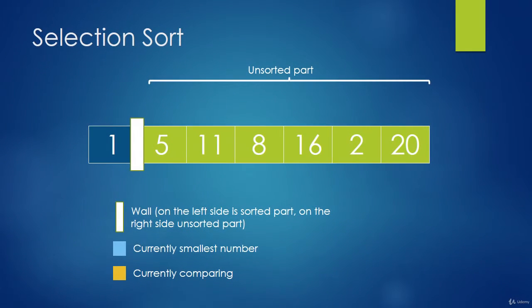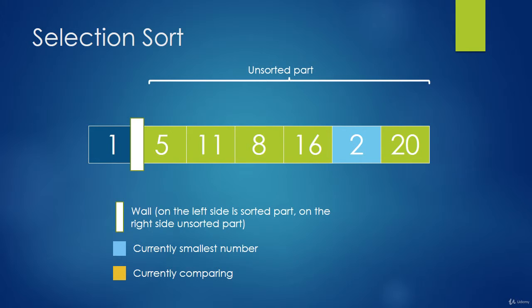So once again we are trying to find the smallest number in the unsorted part. We take 5 and mark it as the smallest and compare it to 11. 5 is smaller, so we move on to 8. Once again, 5 is smaller, so we move on to 16. Now we compare 5 and 2. 2 is smaller, so we mark 2 as smallest and continue with numbers behind. In this case, we compare 2 with 20 and 2 is smaller. If there were any other numbers, we would continue, but there are not any.